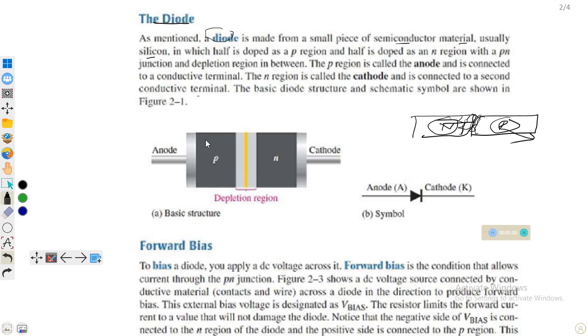Here we have p-type on the left side and n-type semiconductor on the right side, and this is the cathode and this is the anode, and this is our depletion region where there is no charge. This is known as the depletion region. This is the symbol for the diode. This side is the p side, known as the anode, and the other side is known as the cathode. Actually, this is positive and this is negative.